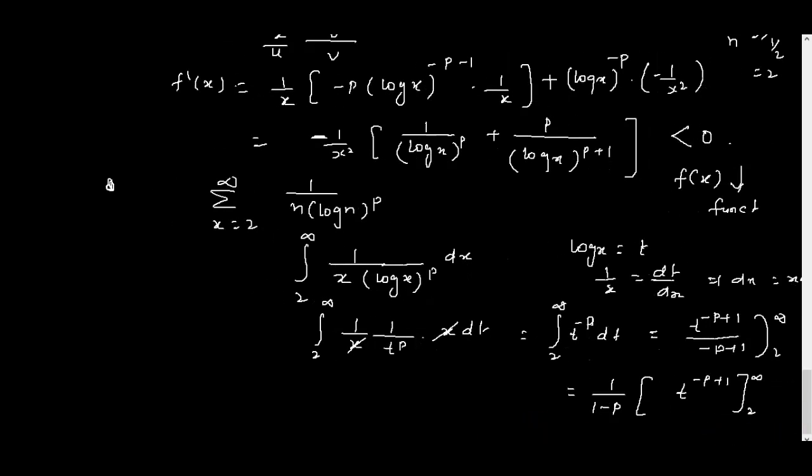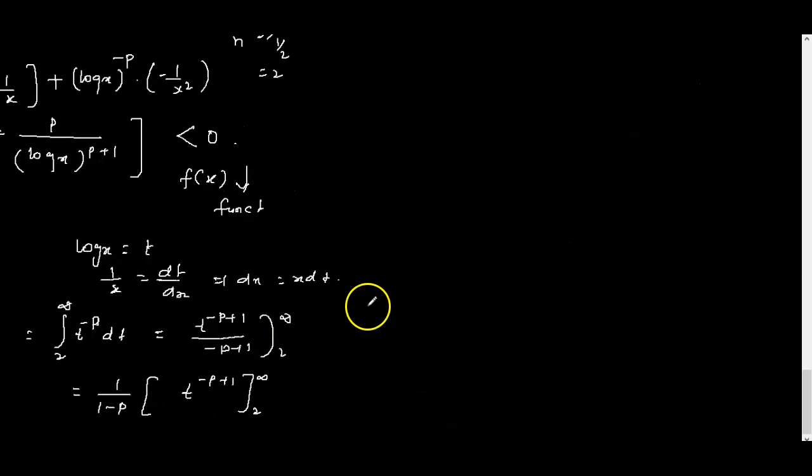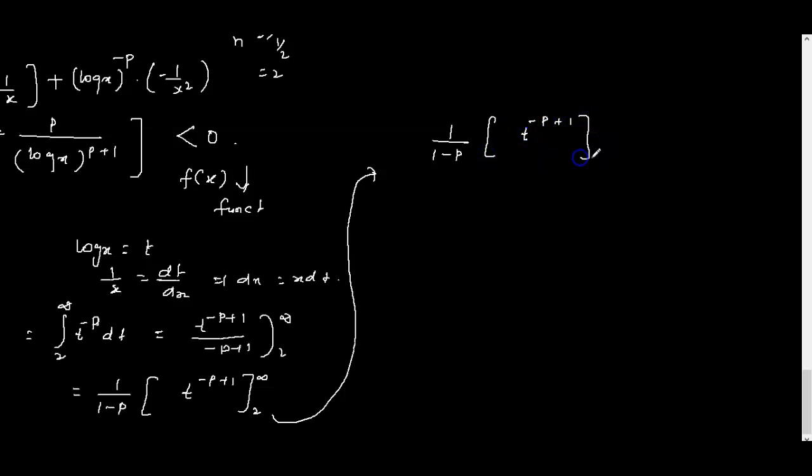Now I will do it here. One upon 1 minus p. See here, what is the first condition? p should not be equal to 1, right? t to the power of minus p plus 1, divided from 2 to infinity. This condition only holds when p is not equal to 1. If p equals 1, then 1 minus 1 is undefined, right? So p should not be equal to 1.